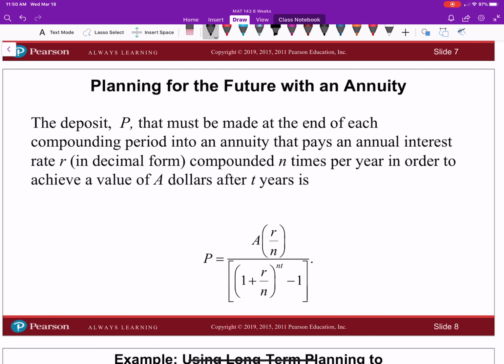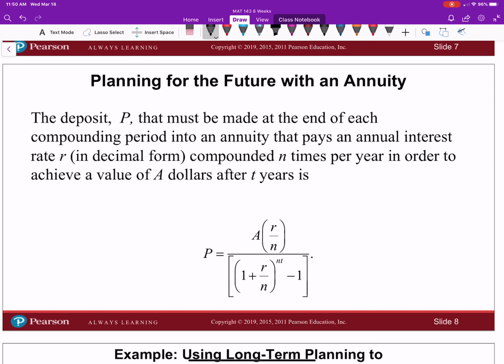Now, planning for the future with an annuity. The deposit P that must be made at the end of each year, each compounding period, into an annuity that pays an annual interest rate R in decimal form, compounded n times per year, in order to achieve a value of A dollars after T years. So instead of looking for the annuity, we're looking for the amount that you need to be investing. It gives you where you're trying to go, and now you're trying to figure out what you need to be investing each year.